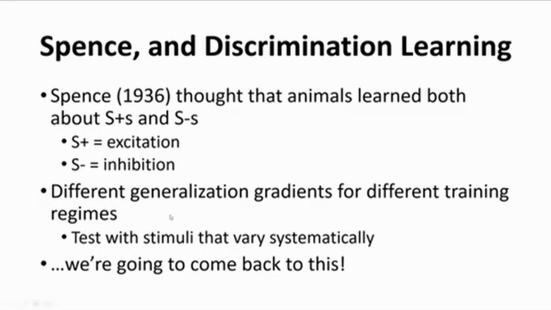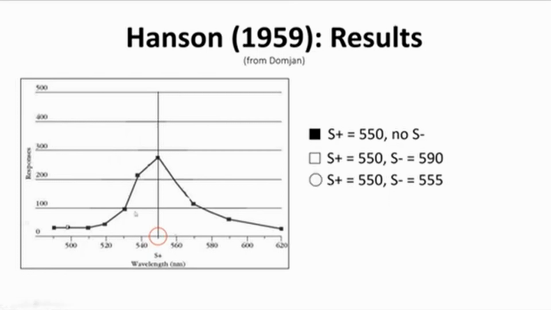And we can conduct tests of stimulus generalization with stimuli that vary systematically. So kind of the same process we've already talked about, but now we can be looking for these specific types of generalization gradients that might be lurking in the background. So let's look at an experiment that starts picking apart this idea behind our generalization gradients.